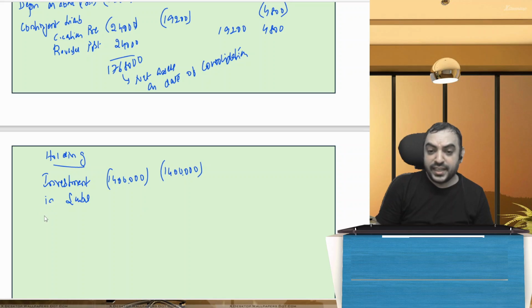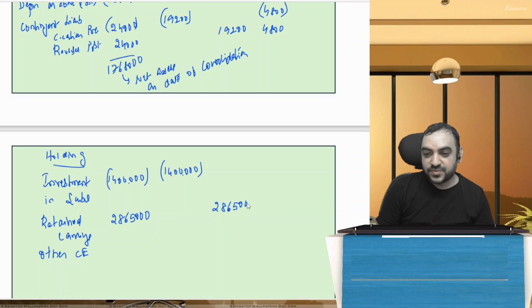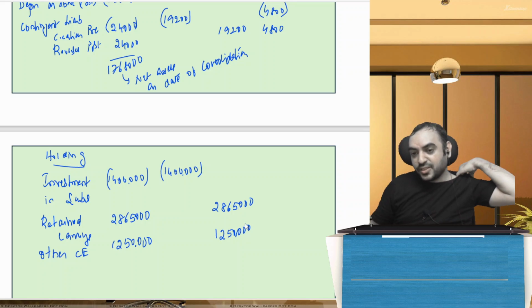Then holding company's retained earnings. Holding company's retained earnings 28 lakh, no, sorry, not con PL, other components of equity. Retained earnings 28 lakh 65,000 entirely will go to con PL. Then other components of equity, which is 12 lakh 50,000, will go to con PL.